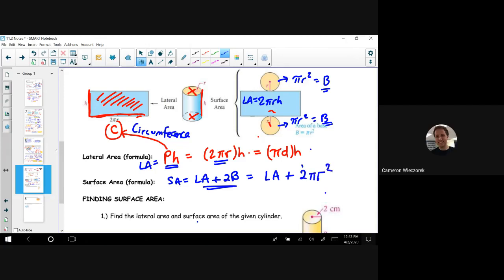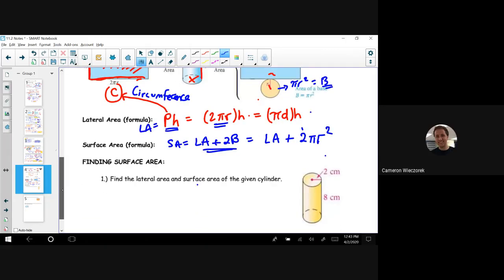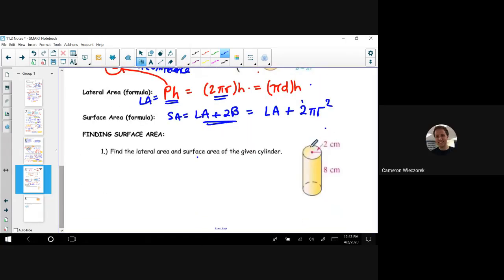Okay. So let's take a look at an example. Here I have a cylinder. I can see that I've got my circle on the top and bottom. Those are my bases. So my height in this case would be 8, connecting those 2 circles together. I want to find the lateral area and then the surface area, including the circles.